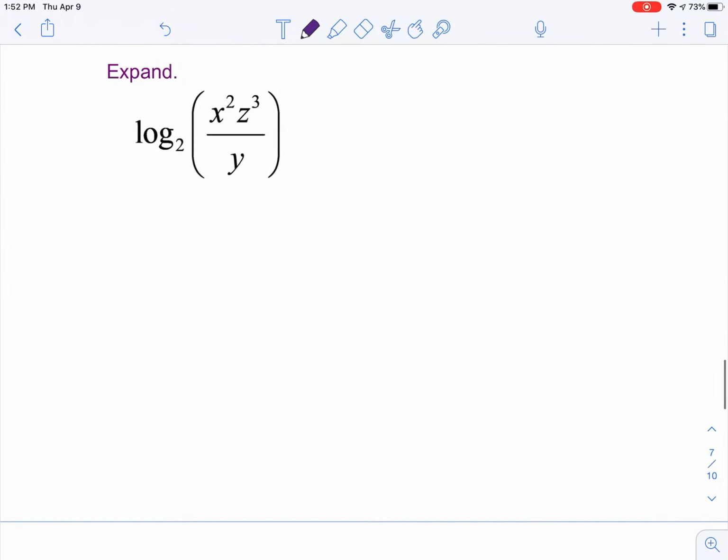All right. Now we're going to expand. That means we are going to make this into several logarithms with adding and subtracting in between them. So the first thing I always do is count how many logs I need. Well, I have an x, that's 1. I have a z, that's 2. And I have a y, that's 3. So I'm going to have log base 2, log base 2, and log base 2.